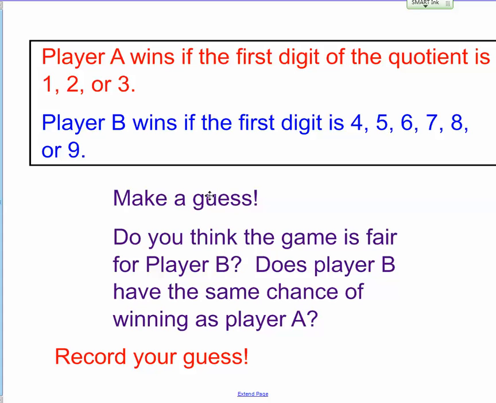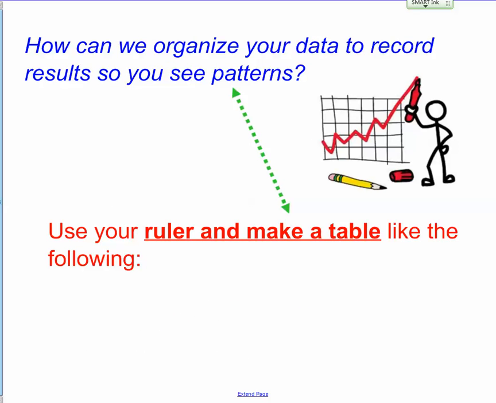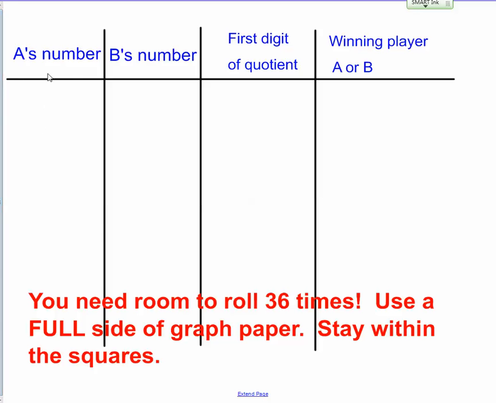And then I had you make a prediction or a guess. Did you think the game was fair for player A, or was the game fair for player B? Did A and B have the same chance of winning? So all of you recorded your prediction. Then we needed a way to organize your data, so you made a table, because a table is a great way to organize your information. And on your table, on each set of rolls, you recorded A's number, B's number, the first digit only of the quotient, and whether A or B won. And you needed room to play 36 times, and that's what we did next.